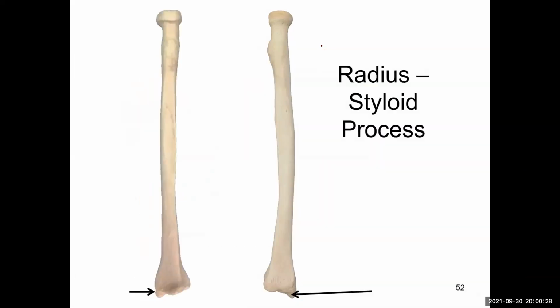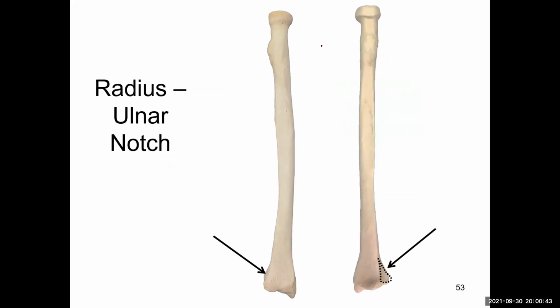Okay. Then down to the distal end, right? You're going to see that little nubbin hanging out there. That's the styloid process. So that's that bump that you feel on the lateral side of your wrist, the base of your thumb there. And then you've got a little depression there, and that's the ulnar notch. That's where the ulna is going to kind of nestle in and articulate with the radius.